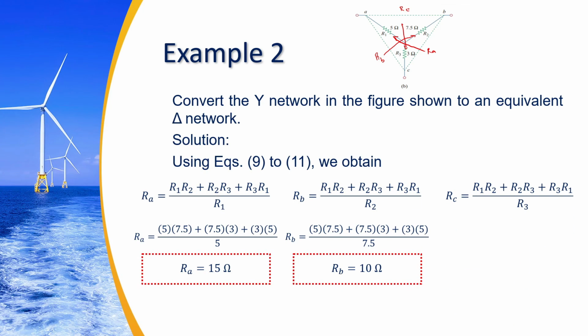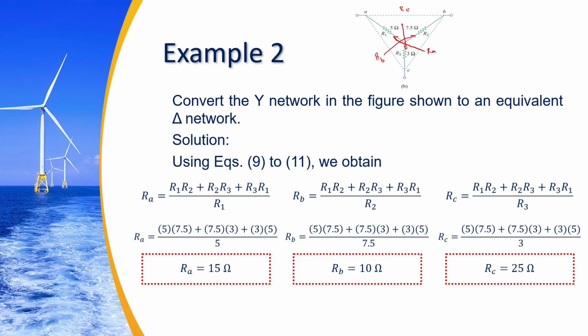And then, para kay RC, ang katapat ni RC is 3 ohm or R3. Ang katapat ng RC natin is R3. Kapag sinubstitute natin lahat ng given, makakuha tayo ng RC na 25 ohms. Okay? Magiging sagot natin is RA is equal to 15 ohm, RB is equal to 10 ohm, then RC is equal to 25 ohms. Ganito na yung magiging circuit natin.